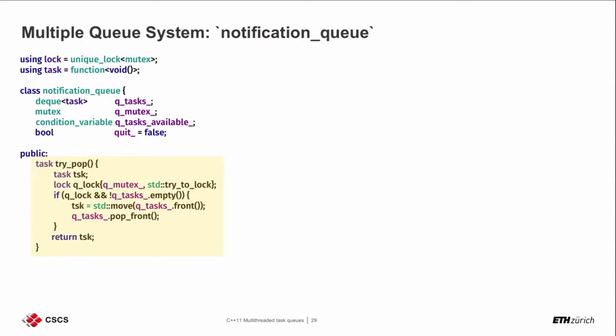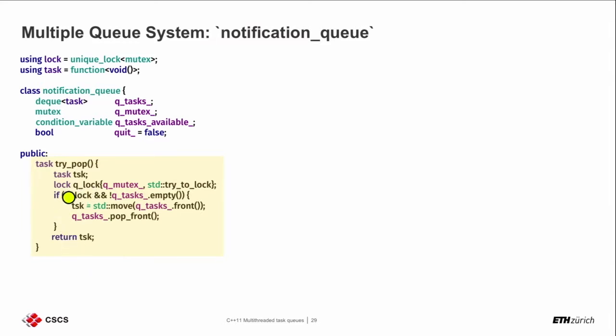OK, so for the try pop, the first thing that's different is that we're no longer forcefully locking the queue, the mutex. We are just trying to lock it. So what this will do is check if the mutex is free. If it is free, it will lock it. Otherwise, it won't lock it, and it will return that the queue lock is actually false. So if queue lock is false, we will skip the if and just return an empty task. And an empty task means that we failed to pop a task here.